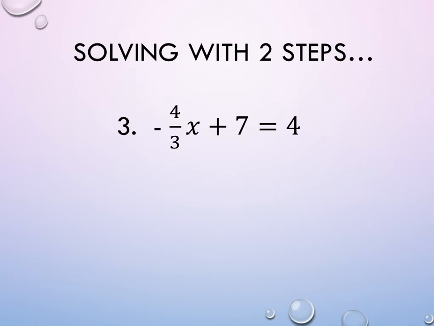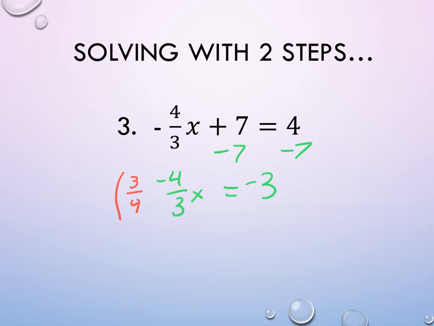Let's try one more before we get into some story problems. Again, we want to get x by itself. This one, again, has a fraction. Going to get a little tricky, but definitely something we can do. We're going to start by subtracting 7 from both sides. That's going to leave us with -4/3 x on the left side, and 4 minus 7 is -3 on the right side. Now, you may recall from middle school, to get rid of a fraction, you actually multiply by its reciprocal. Reciprocal means we're going to take the fraction and flip it.